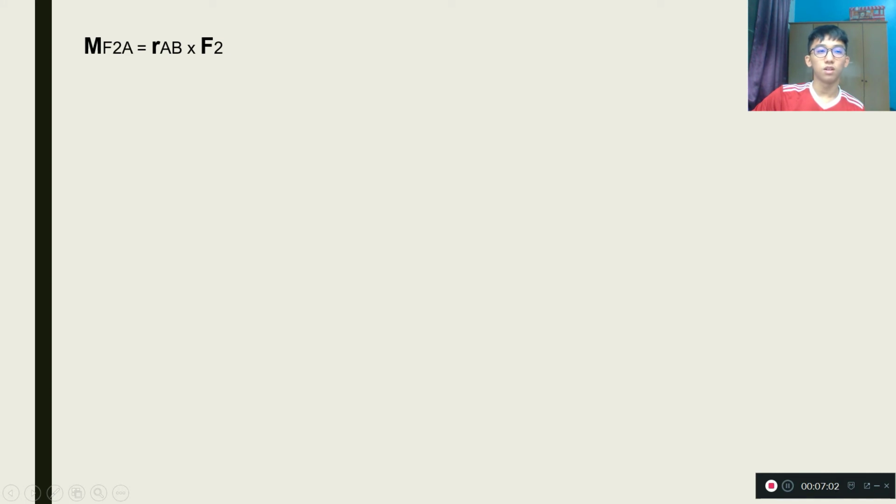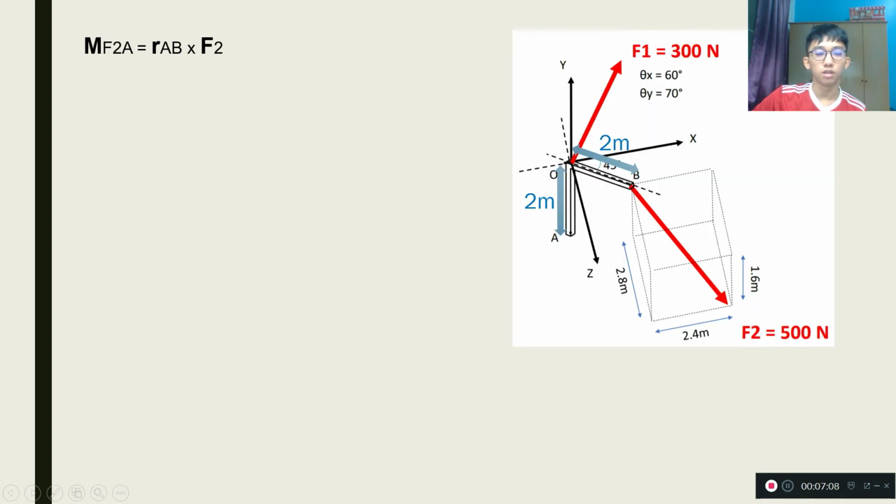So for moment F2A, by using the same formula, M equals R cross product with F. In this case, we are using R_AB, because we need to measure the length from point A to point B, since point B is one of the points of our F2. Since B is located here, our path from A will pass through O and go to B. And then for a 3D moment, we have to use the ijk components for our R instead of the 2D one here.